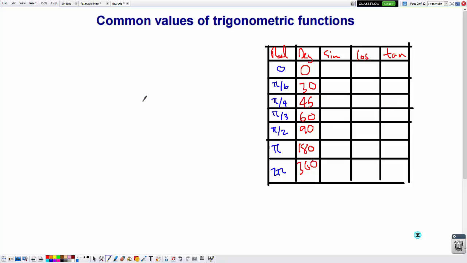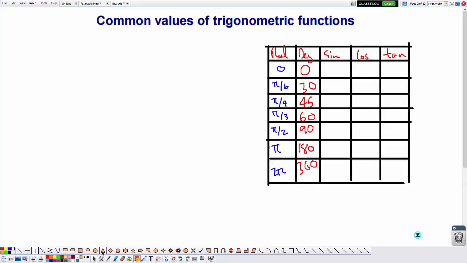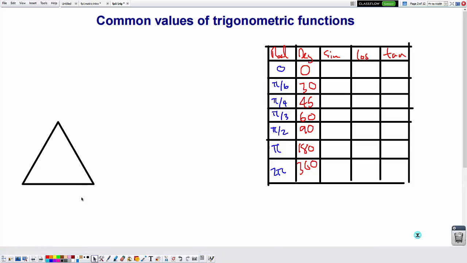Now we want to know sine, cos, and tan of these. One way of doing this is to remember two triangles, which give you some of the key values, not all of them. One of the triangles you want to remember is, actually let's draw a triangle. It's an equilateral triangle of side length 2.